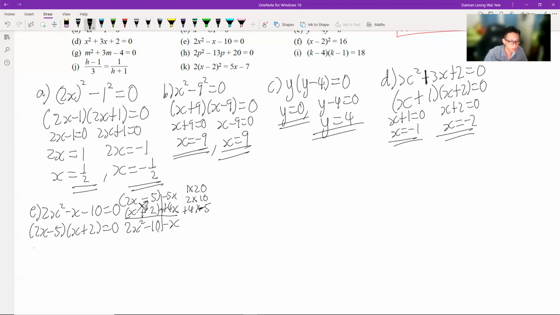So it's either 2x minus 5 is 0, 2x equals 5, x equals 5 over 2, or x plus 2 is 0, x is -2. Two possible answers. All right.